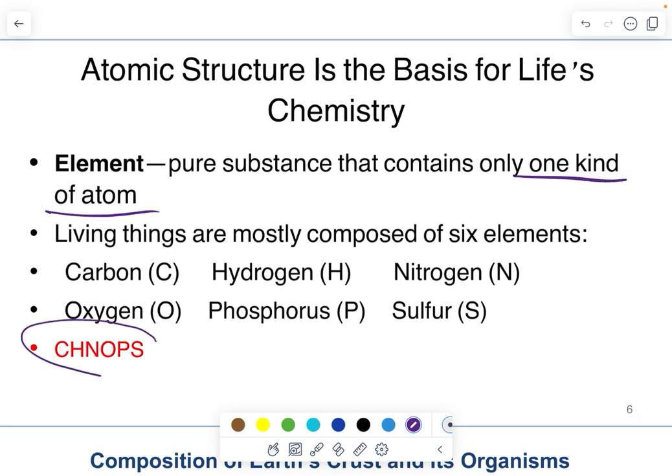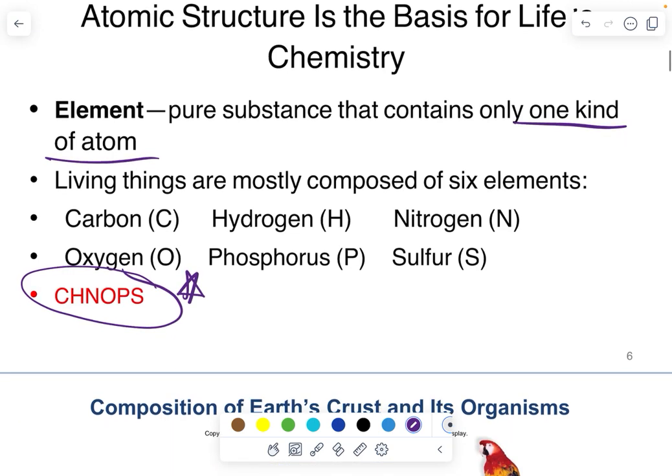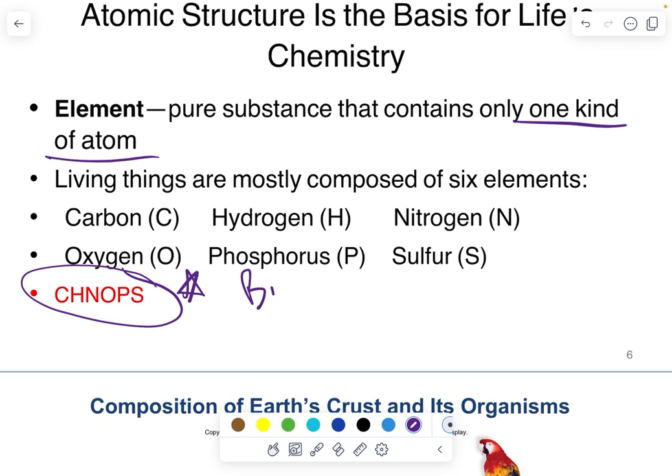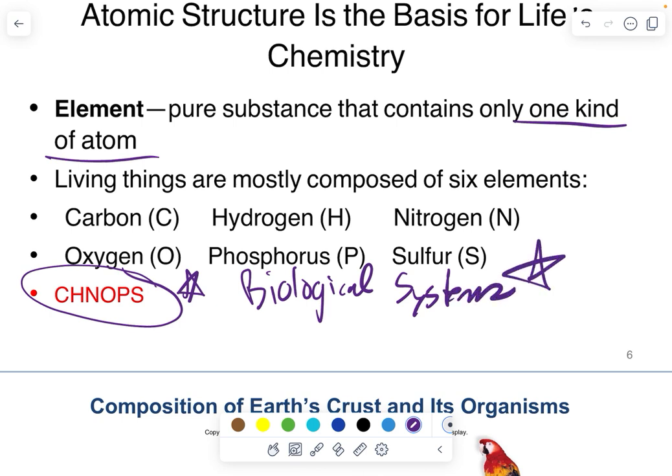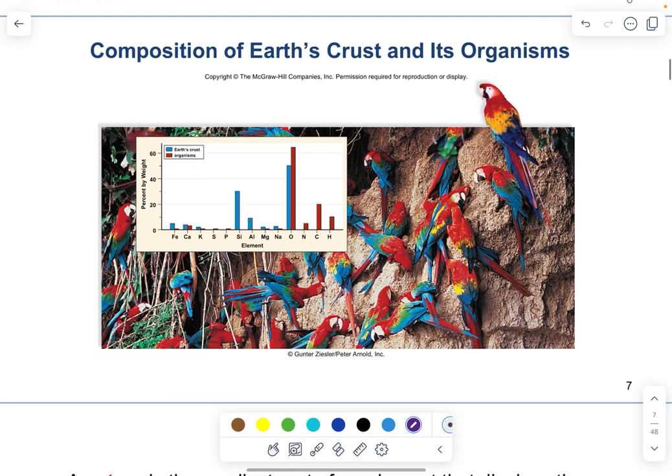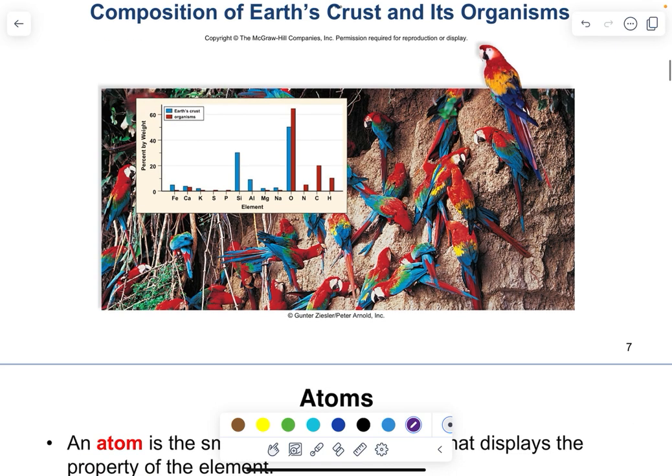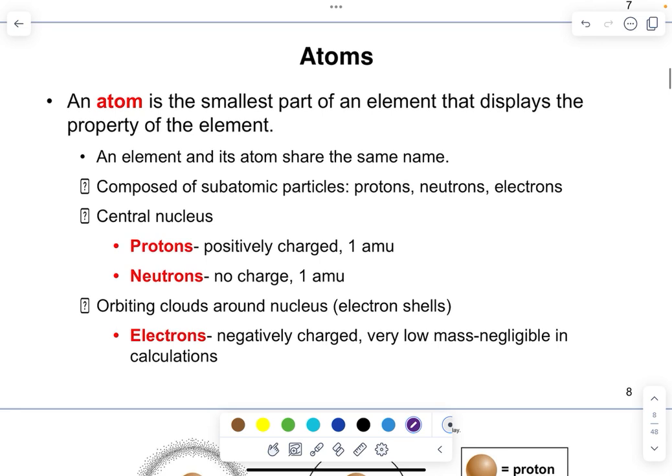And so this is where we get these letters right here, and these letters make up the majority of biological systems: carbon, hydrogen, nitrogen, oxygen, phosphorus, and sulfur. You can see right here that organisms also show similarities in some parts to the earth itself, and of course creation was created by the Lord.